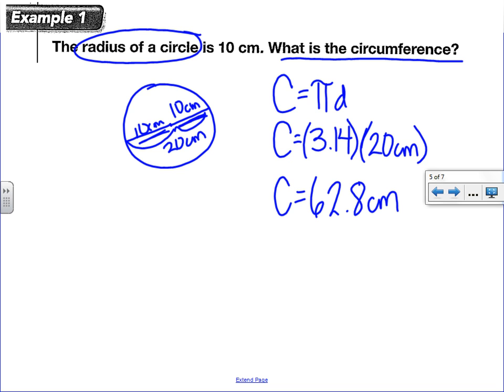I need to see the formula, I need to see what you substituted, and I need to see the answer with a label. If you have those, and I also need to see the circle that you drew. Okay, if you have those 4 things, you are in good shape. I want to see those on every problem that you do like this.